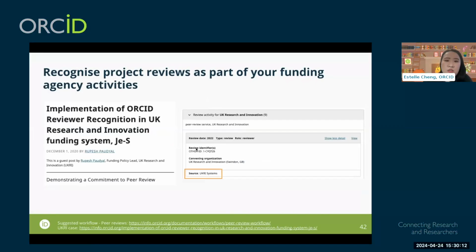By doing this, UKRI wants to acknowledge their reviewers' contributions. So they recognize project reviews as a part of their reviewers' funding activities. We also have a blog post here, and you can see the example is UKRI adding the peer review information about the person who reviewed the funding application here. And don't worry about any secrets being revealed, because that information wouldn't reveal what they are doing in that sense. This also applies to peer review, by the way.